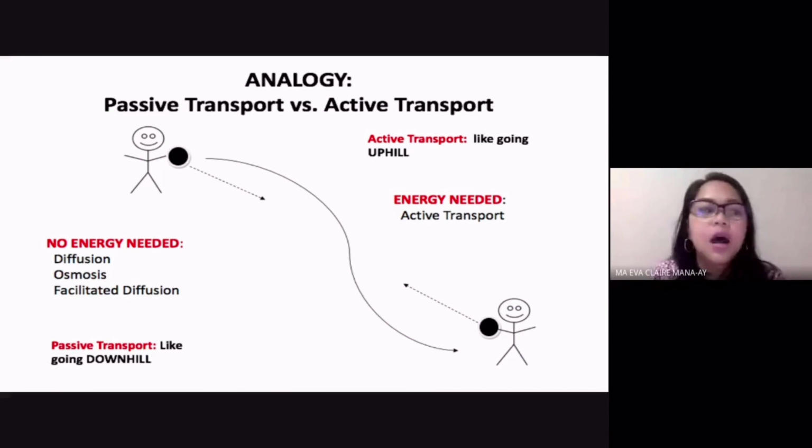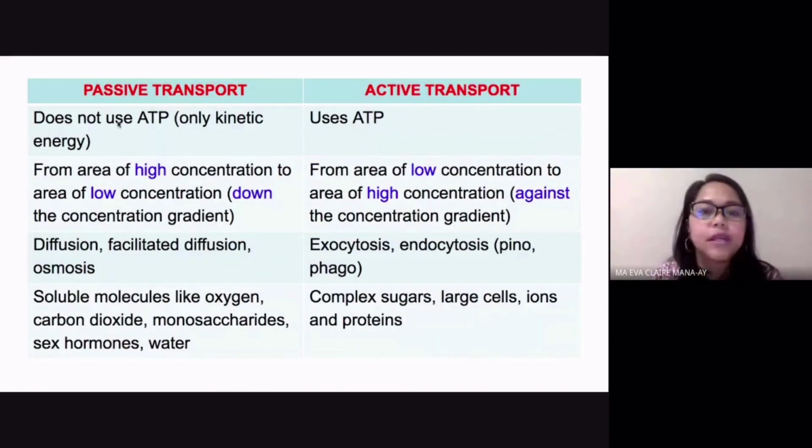Now, these are the differences again. Passive transport does not use energy in the form of ATP. Active transport uses ATP, the form of energy that we have in the cell. In passive transport, the movement of your molecules is from an area of higher concentration to an area of lower concentration, that means down the concentration gradient. In active transport, it is from an area of lower concentration to an area of higher concentration, or against the concentration gradient. Examples of passive transport are diffusion and facilitated diffusion. The difference, of course, is that facilitated diffusion uses membrane proteins. And osmosis is a special type of diffusion, which involves water molecules.